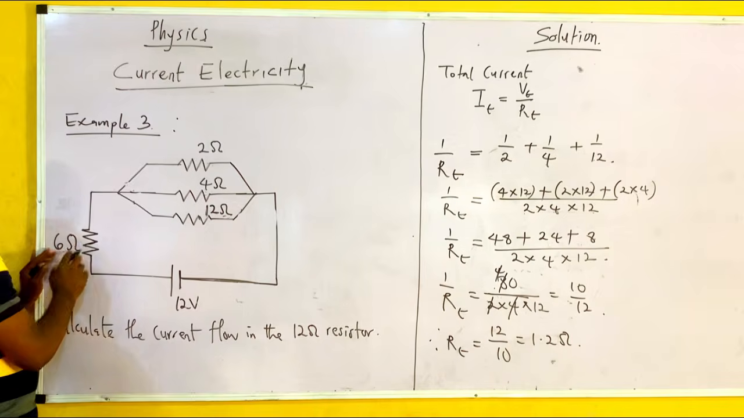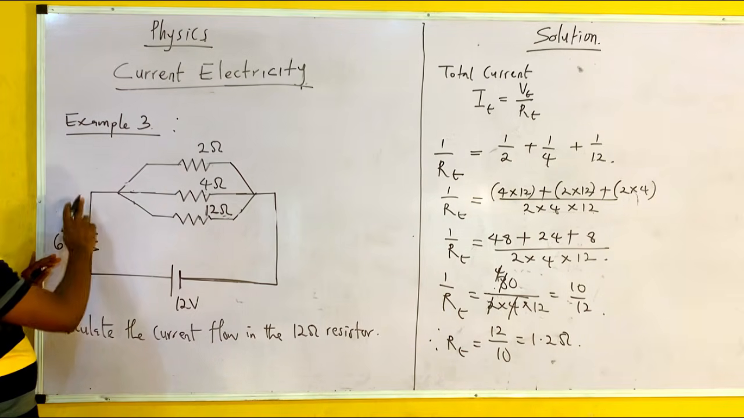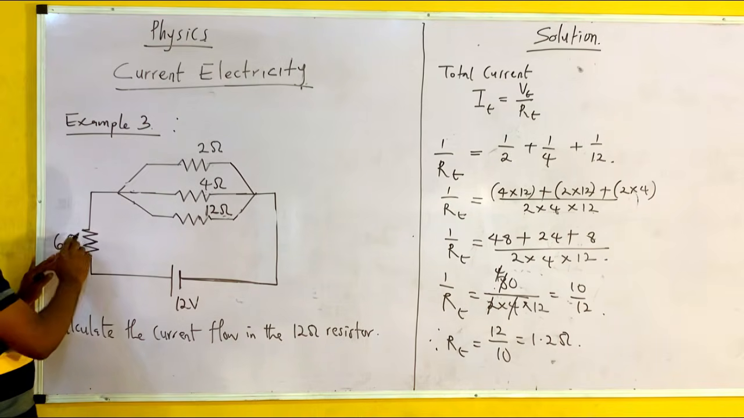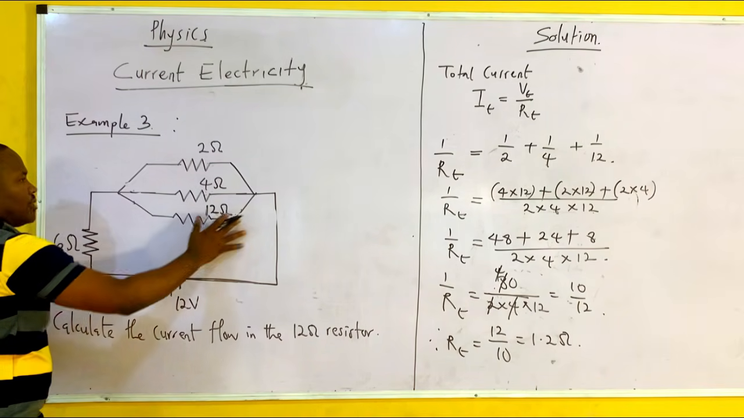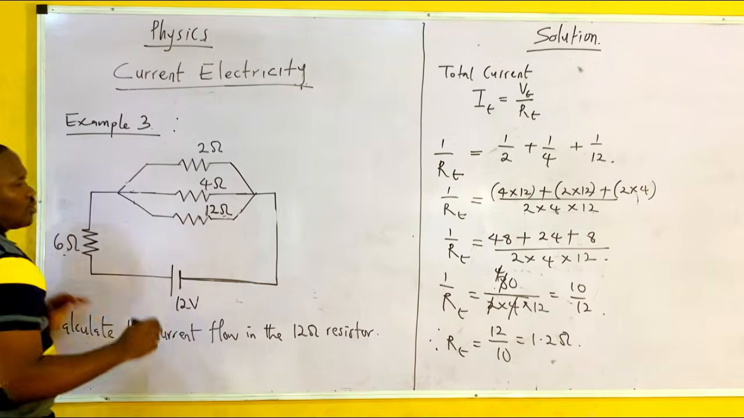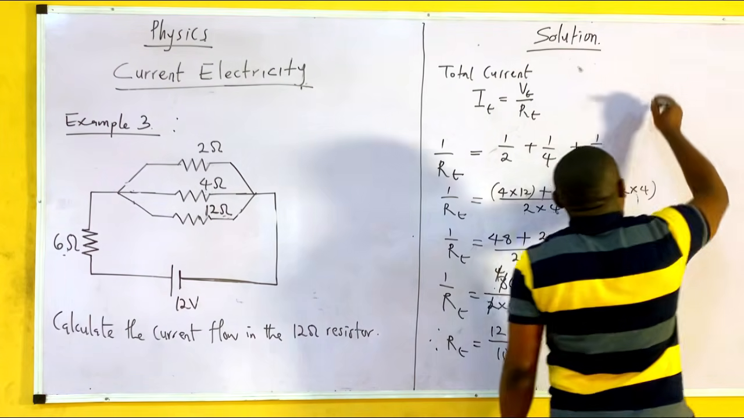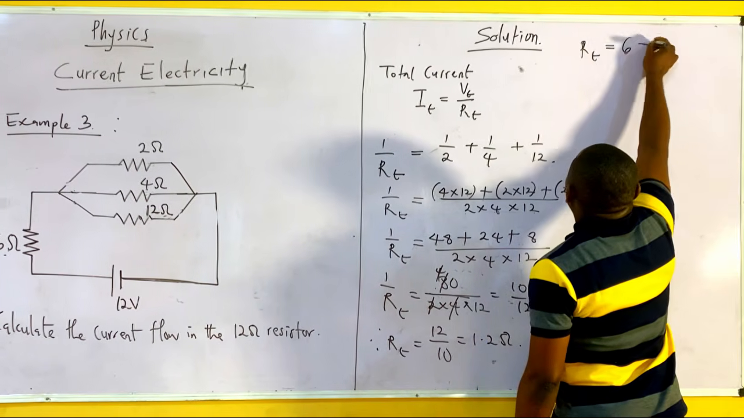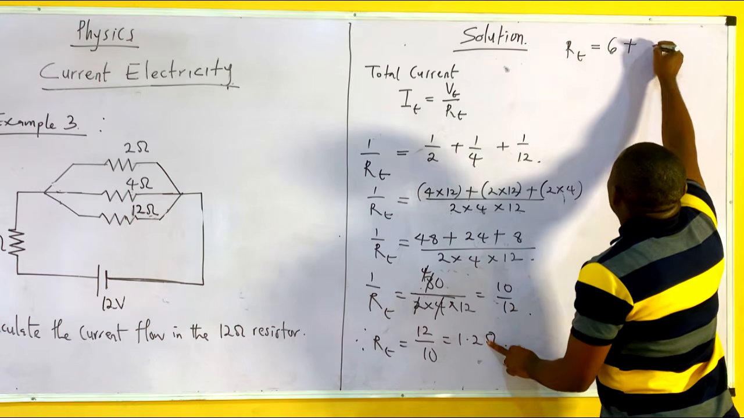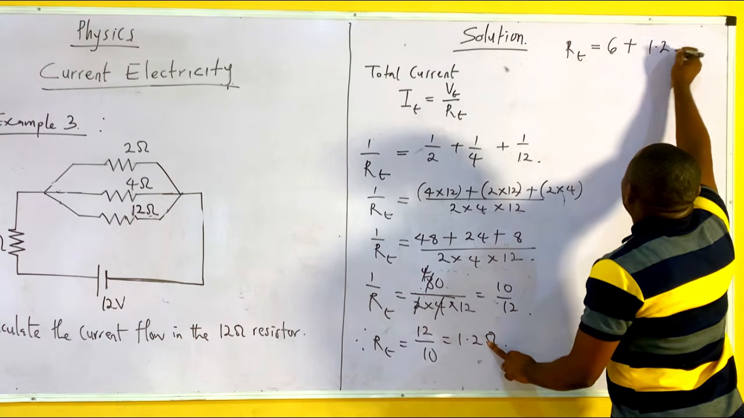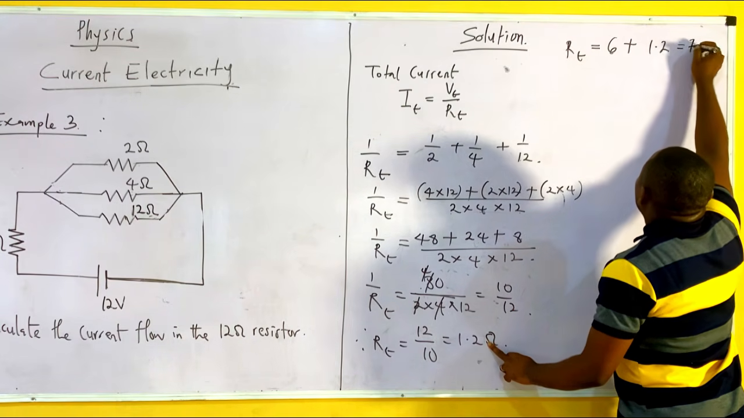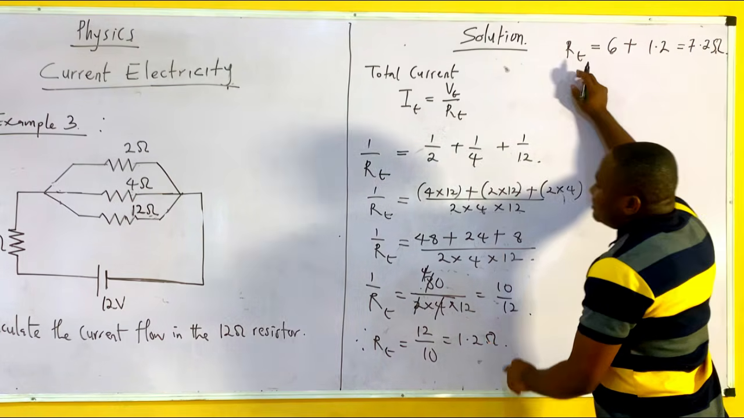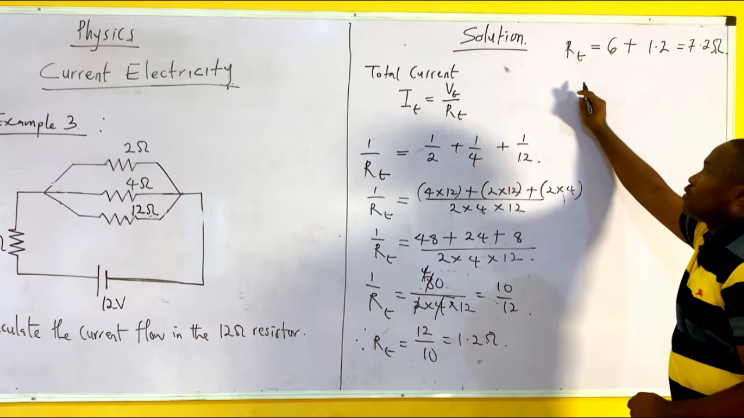So 1.2 plus 6, because this is in series to this. So this 6 ohms will now be in series to this. So it means I will now have total resistance equal to 6 plus 1.2, which is equal to 7.2 ohms. So that is the total resistance in that circuit, 7.2 ohms.